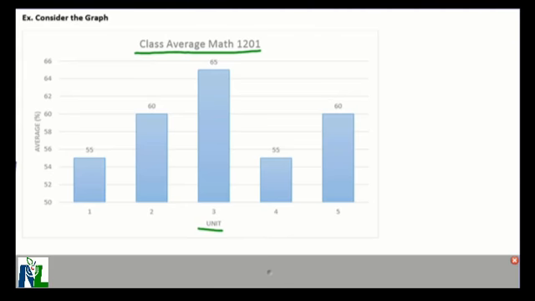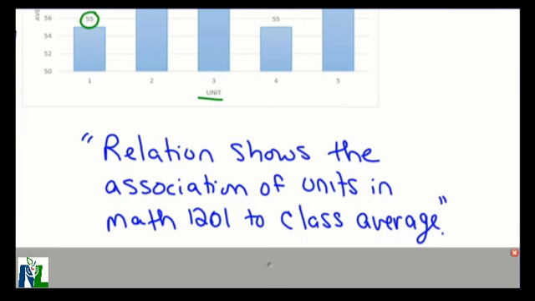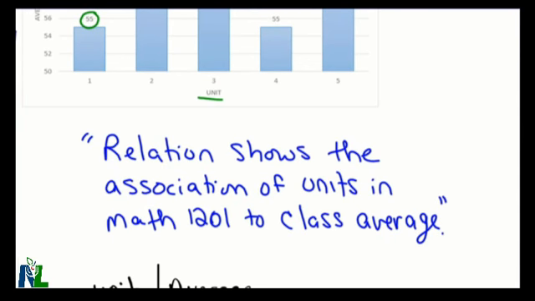So for example, in Unit 1, we have a class average of 55. Okay? Our best unit, Unit 3, had a class average of 65. And we can see the average for all 5 units. We can take this relationship then and just briefly describe it in words. The relationship shows the association of units in the Math 1201 to the class average.